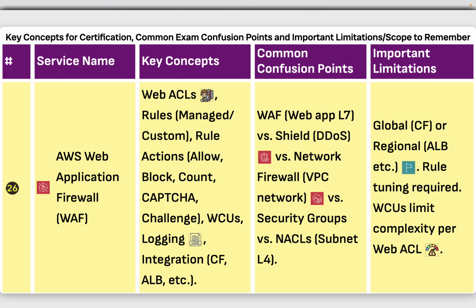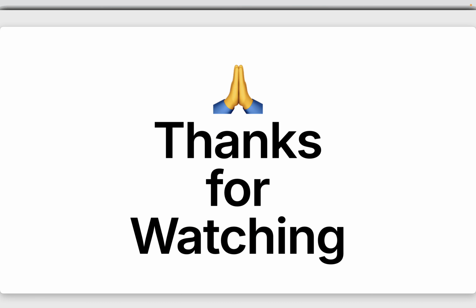And limitations: it is global only for CloudFront, or regional for Elastic Load Balancer and Application Load Balancer. And this requires rule tuning. You need to tune the rules and WCUs. So basically that's how they calculate the cost. And that's all. Thanks for watching.